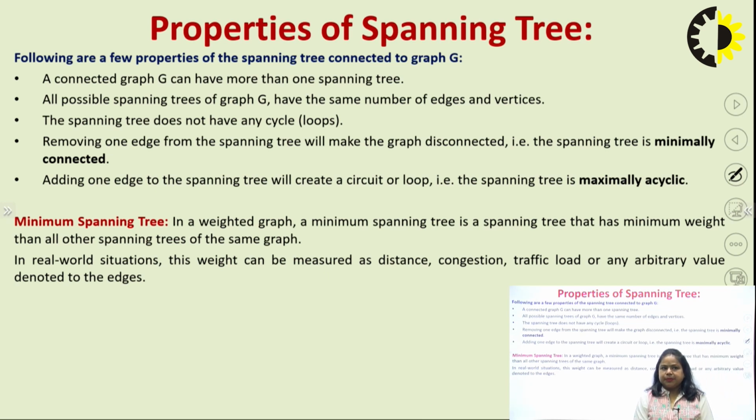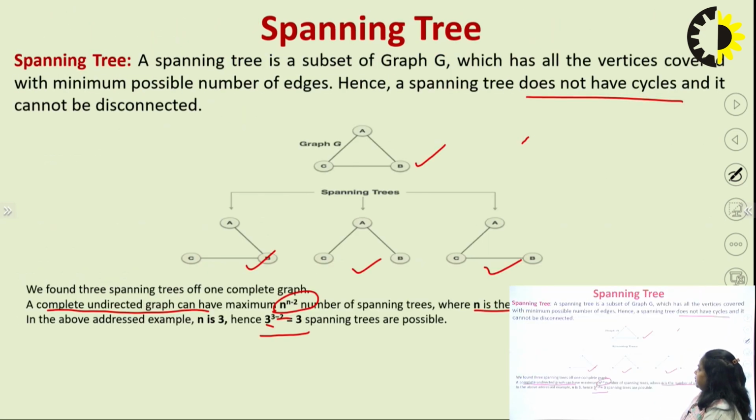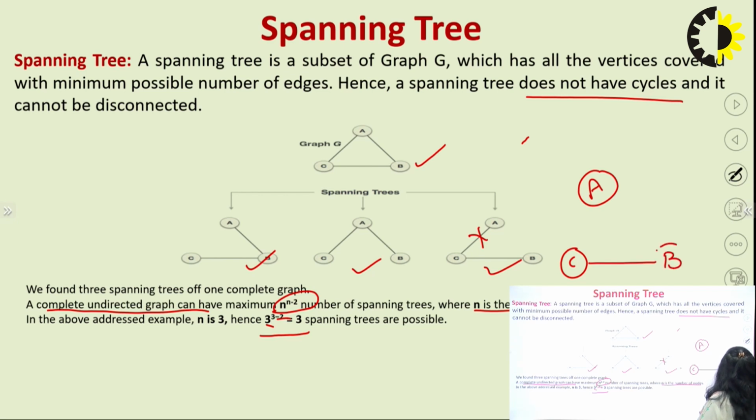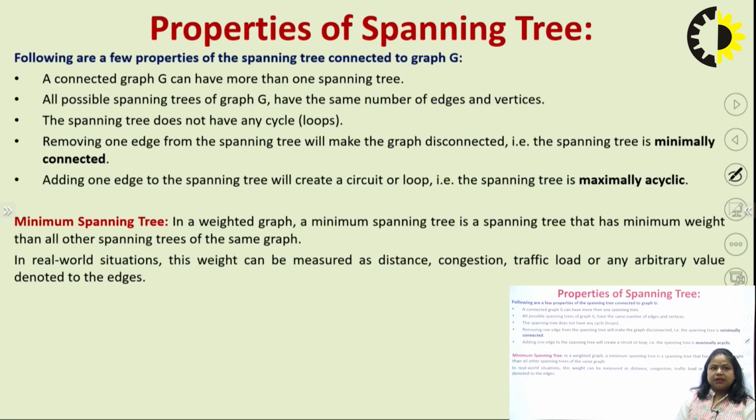Third, a spanning tree does not consist of any looping or cycle. Fourth, removing any one edge from the spanning tree will make the graph disconnected, and then the spanning tree is called minimally connected. You can see the example. In this spanning tree, if I remove this edge, A becomes a separate node, and C and B are separate. So now this particular graph is disconnected. If the graph is disconnected, then it is said to be minimally connected.